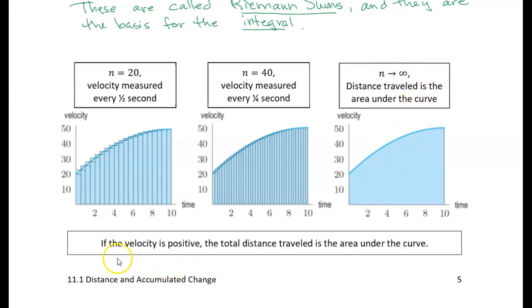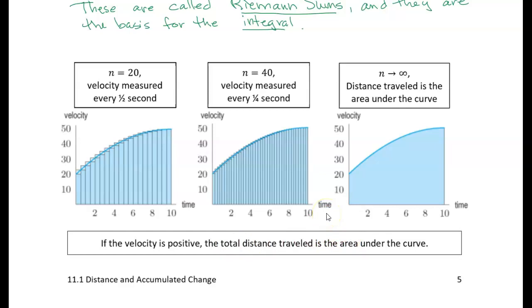Now in this case, again, this is just from your book. They assume velocity is positive, so they're not really considering displacement. But if velocity is positive, the total distance traveled is the area under the curve.